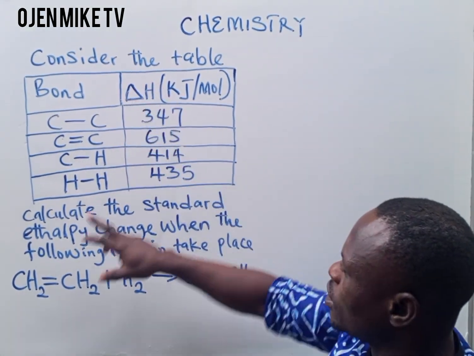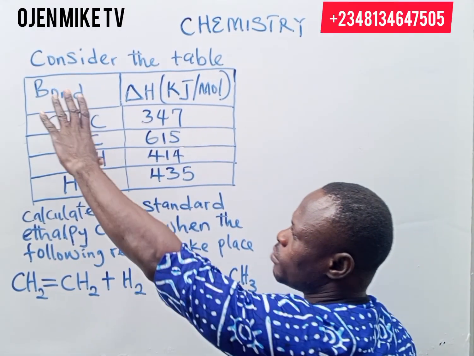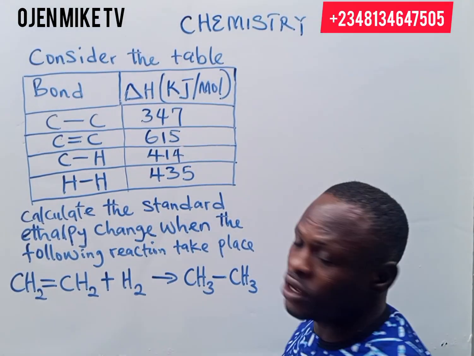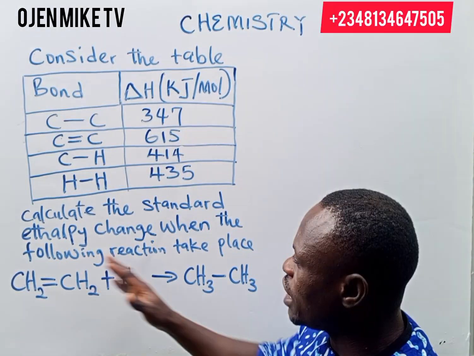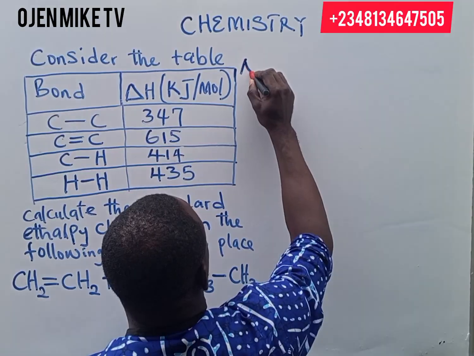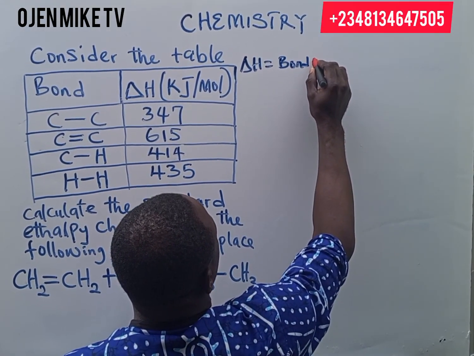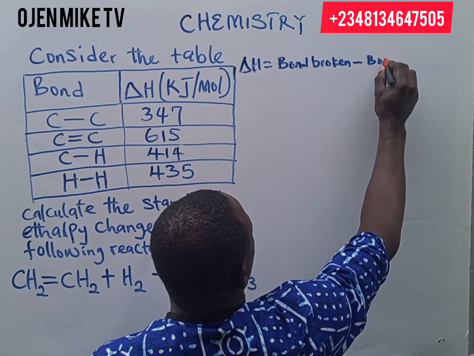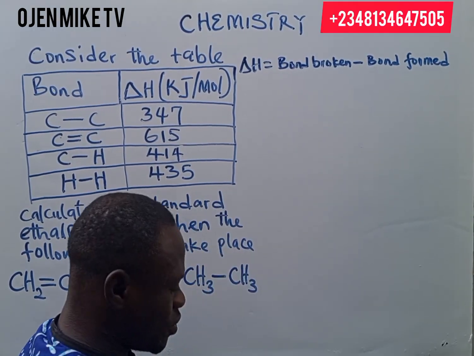We are asked to calculate the enthalpy change in this reaction given the bond energies below. This is the bond, and this is the enthalpy change for each bond energy parameter. When you are asked to calculate enthalpy change using bond energy, you are going to use this formula: enthalpy change is equal to bonds broken minus bonds formed.